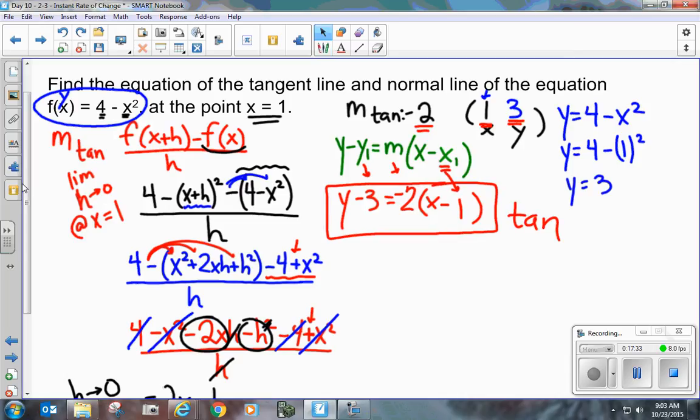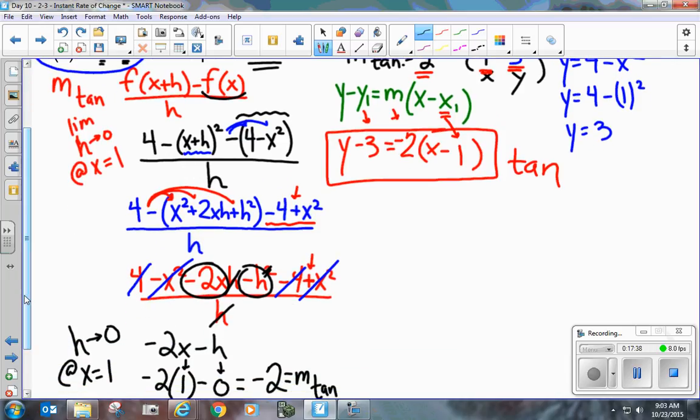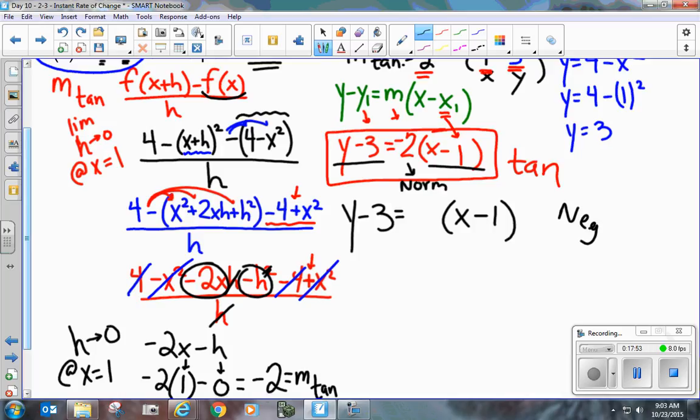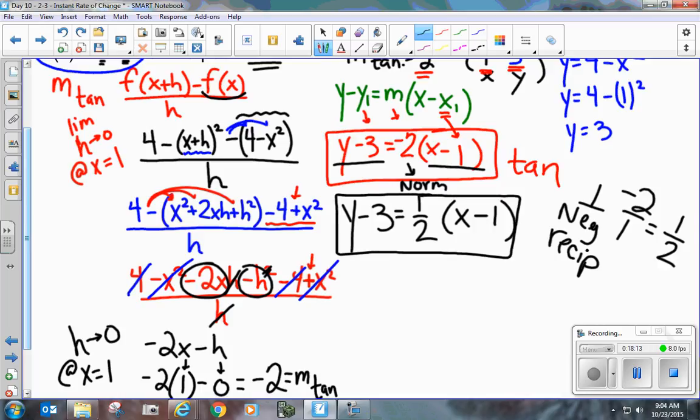Now, what about for the normal line? Everything is exactly the same for the normal line. The only difference is my slope. Everything is exactly the same here and here. The only thing is my slope, now that it's a normal line, let's not forget it is the negative reciprocal, right? Because it's perpendicular. So negative 2 over 1 becomes positive, and I flip it. It becomes a positive 1 over 2. And guess what? That's my slope. That's my equation of my normal line.